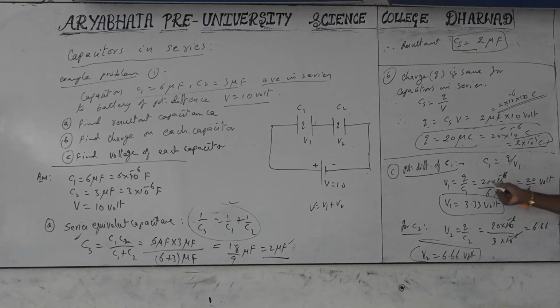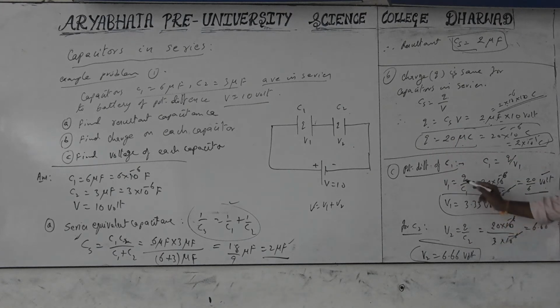Micro cancels. So we get 20 by 6. We are finding the voltage, units of volt. Take 20 by 6 volts. You can leave it here. If we calculate, 20 by 6 is 3.33 volts. Potential means voltage.